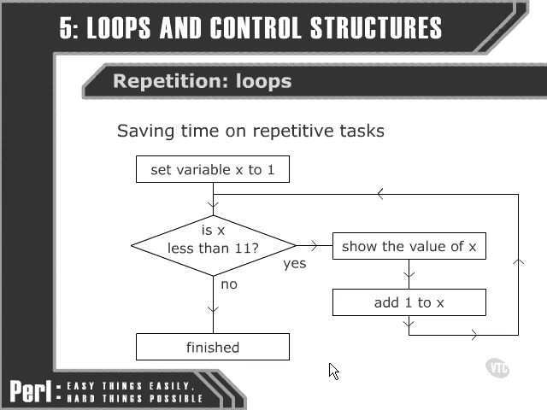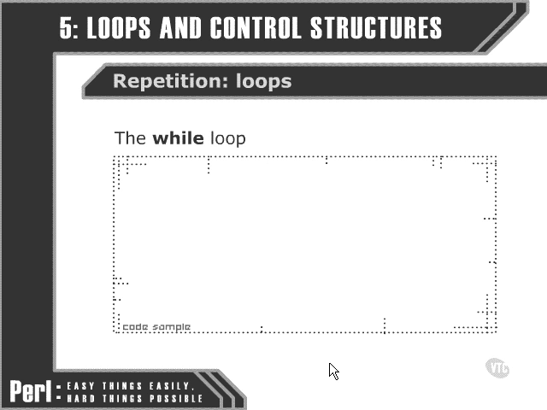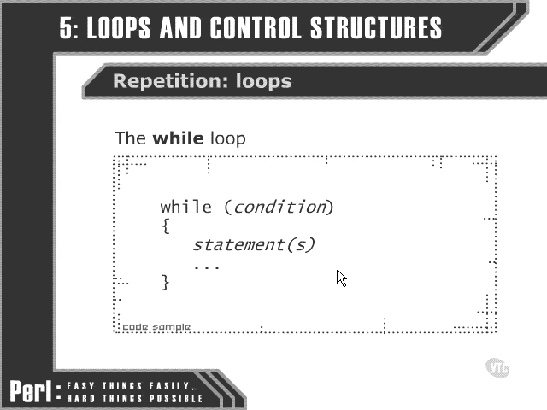Let's have a look now at the way we actually carry this out when we come to create a Perl script. The while loop is the most basic and simple of loops available to us when we're writing our Perl scripts. Structurally, it looks very similar to an if statement. We say while a certain condition is true, then we use the same curly brackets to mark out a block of statements which are carried out as long as this condition is true.